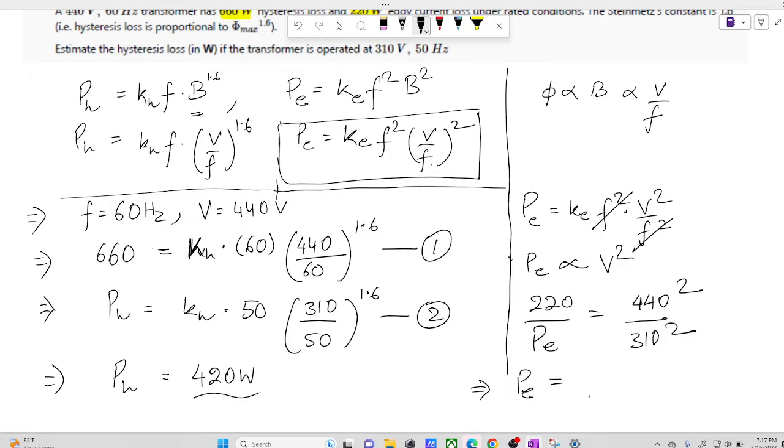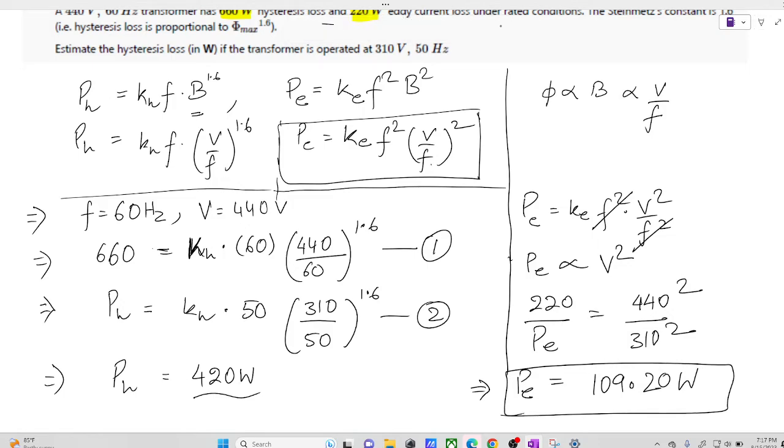Is it coming out to be something like 109.20 watts? Yes, sir. Okay. So we will move now to the next part.